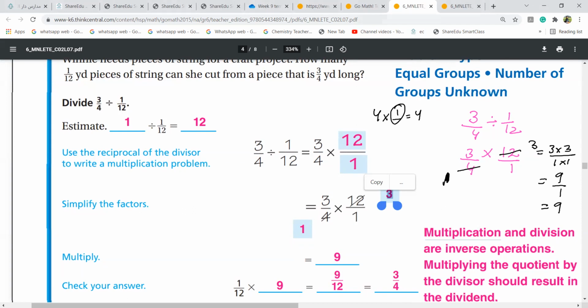Check your answer. See here. First of all, you got your answer here. My answer is 9. Okay, how did you get it? Now, how to check your answer?